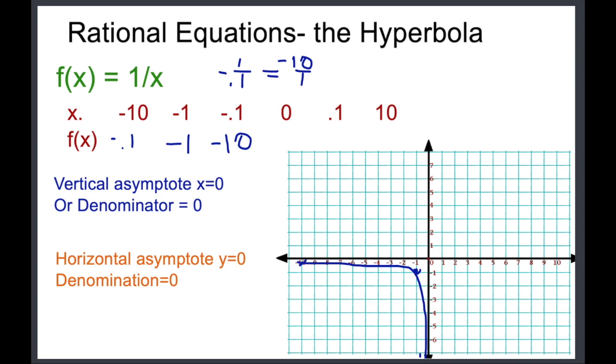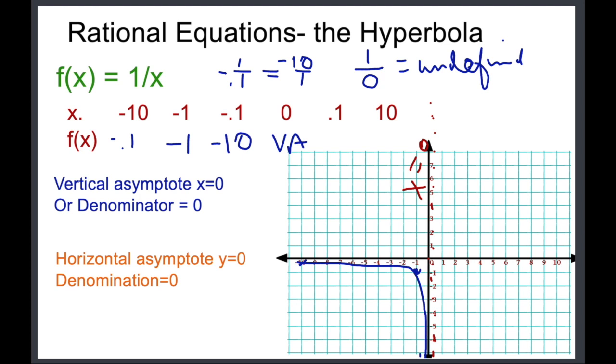And then at 0, if you realize 1 over 0 is an undefined number, and that means this is a vertical asymptote. So a vertical asymptote is a hole in the graph at x equals 0. Nothing's there. Nothing will ever be there. A vertical asymptote is just that. It's a hole in the graph.